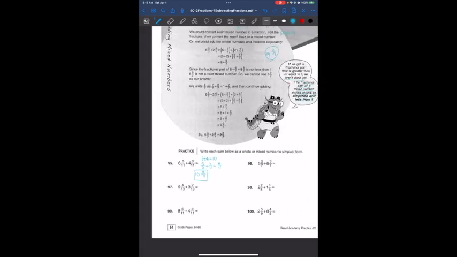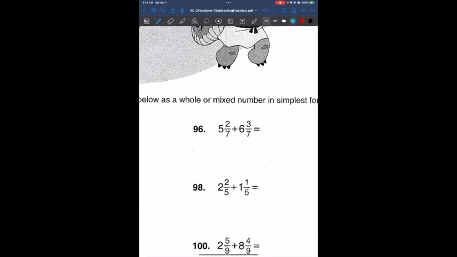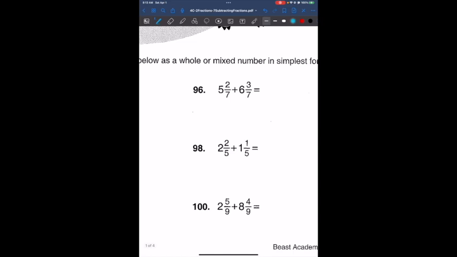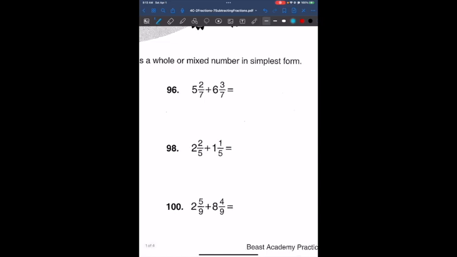And then for the next problem, we have 5 and 2 sevenths plus 6 and 3 sevenths. So again, we're going to add the whole numbers together to get 11. Then we're going to add the fractions together. And so we're going to have 11 and 5 sevenths.